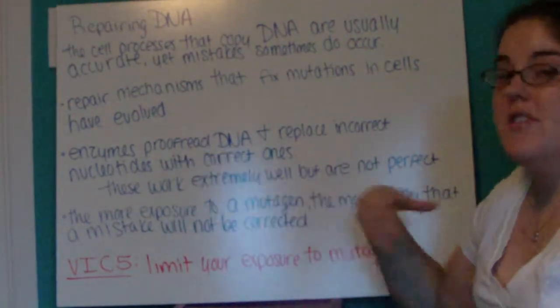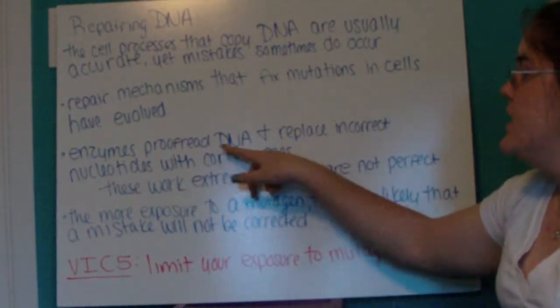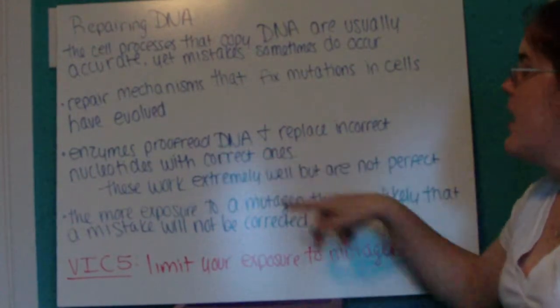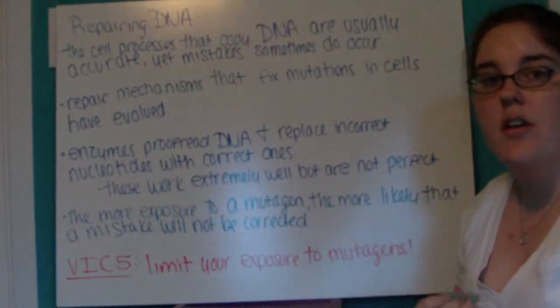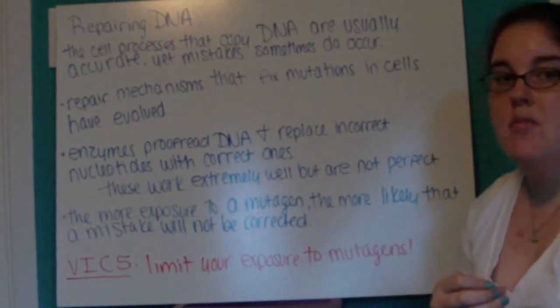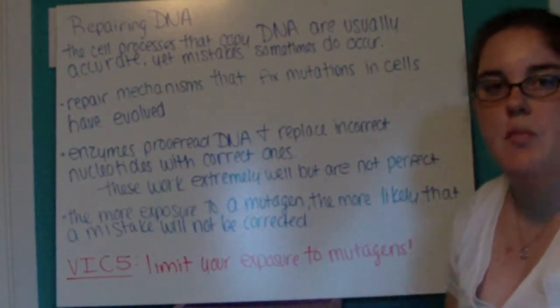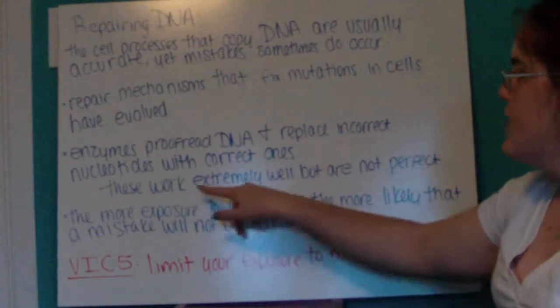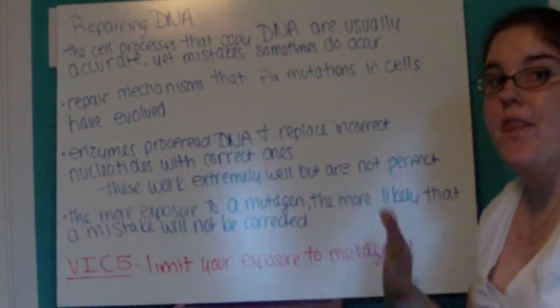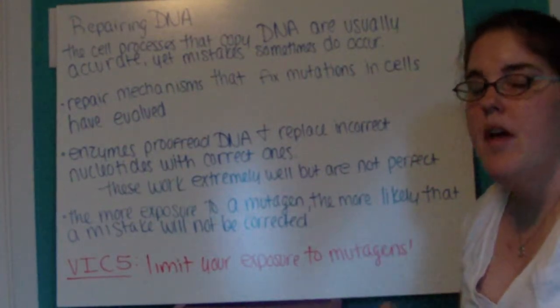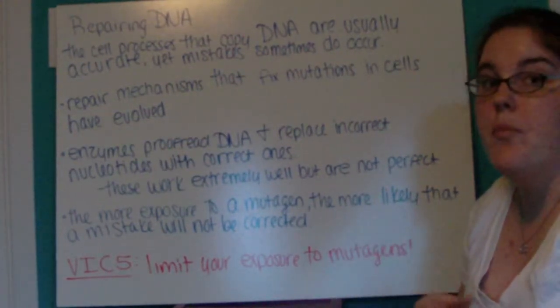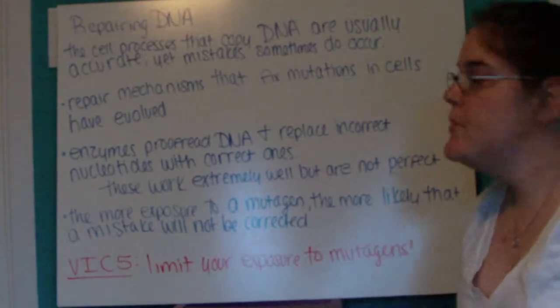So enzymes, similar to a book editor, are going to proofread the DNA and replace incorrect nucleotides with the correct ones. They're going to go in and fix that A, and make it into a G, which it should have been to begin with. These work extremely well, but again, they're not perfect. They rely on how much our body is actually able to produce them and continue producing them and making them capable to perform their jobs.